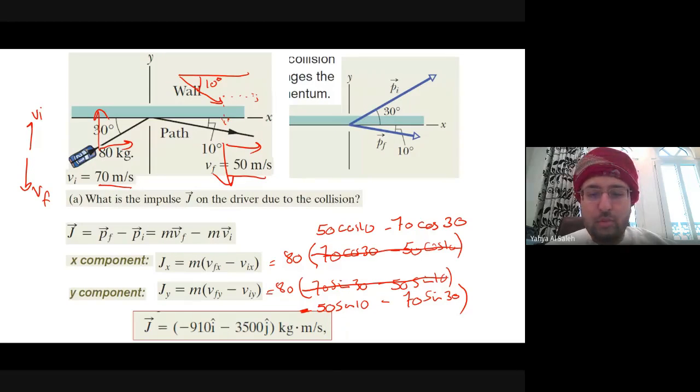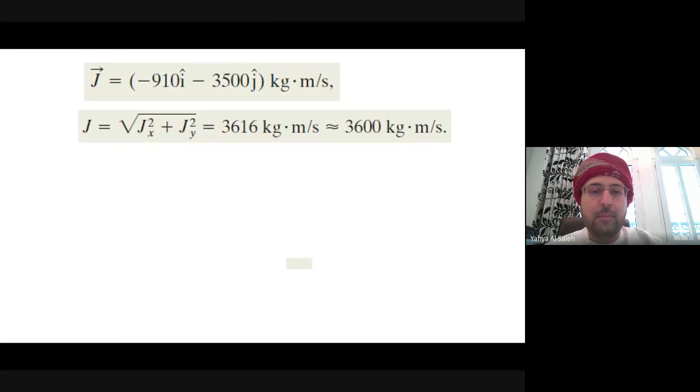The subtraction turns positive. How? My final is 50 in the bottom direction, so minus 50 sine 10. And my initial was 70 in the positive direction, so there is no minus minus to become positive.